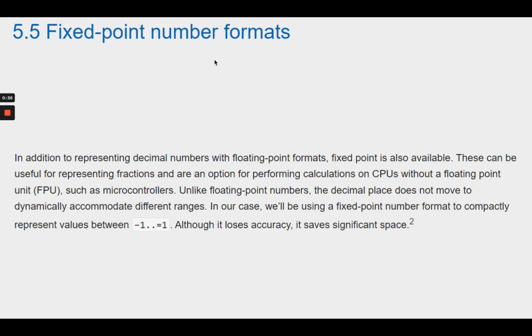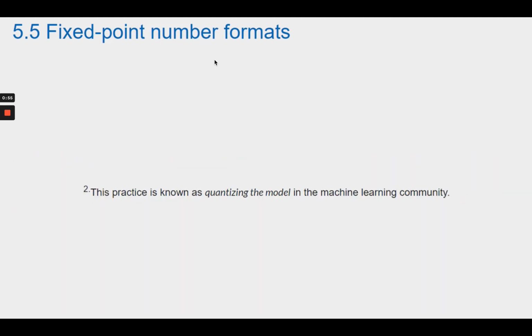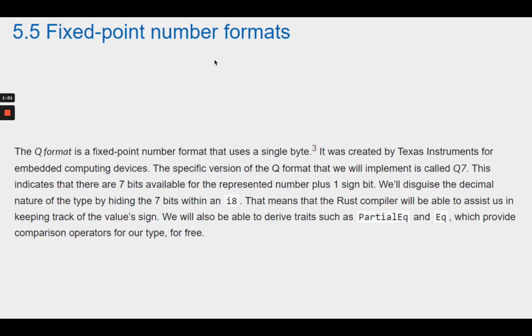Unlike floating point numbers, the decimal place does not move to dynamically accommodate different ranges. In our case, we'll be using a fixed point number format to compactly represent values between -1 and 1. Although it loses accuracy, it saves significant space. Footnote 2. This practice is known as quantizing the model in the machine learning community.